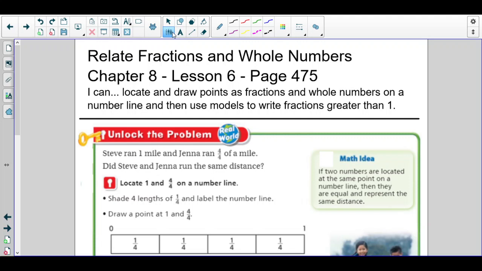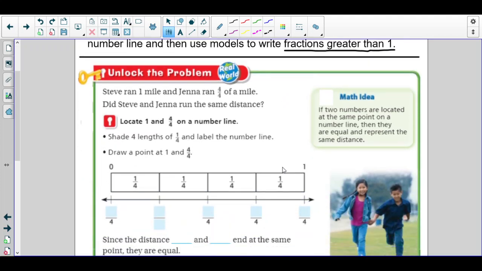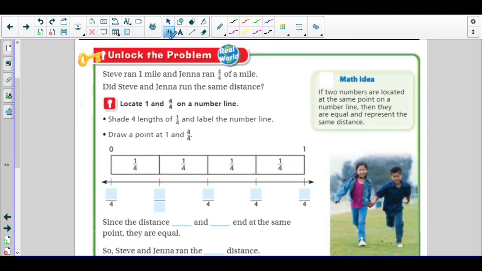So, let's see if we can figure out what we're going to be doing here, and then see if it makes sense when we get finished. So we're going to locate and draw points as fractions and whole numbers on a number line, and then use models to write fractions greater than 1. Okay. Well, let's see what this looks like.